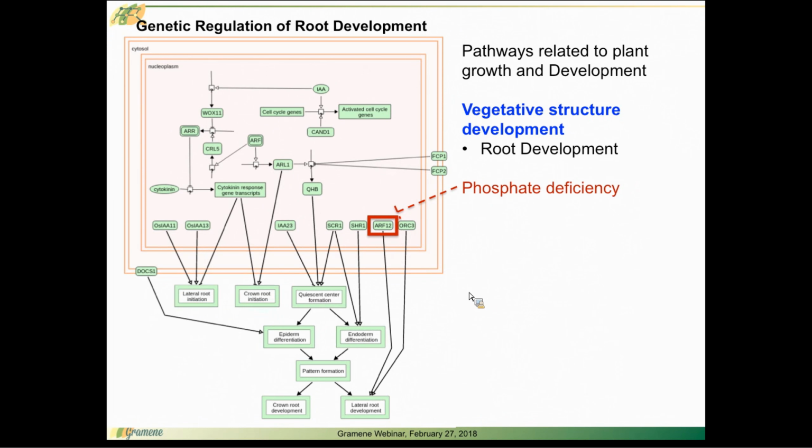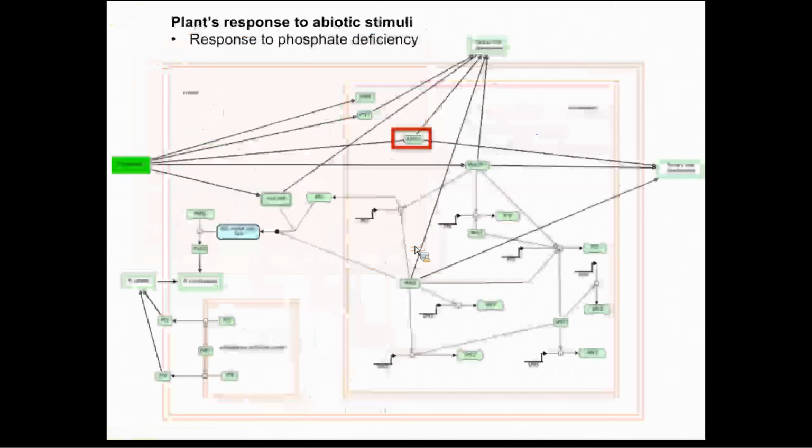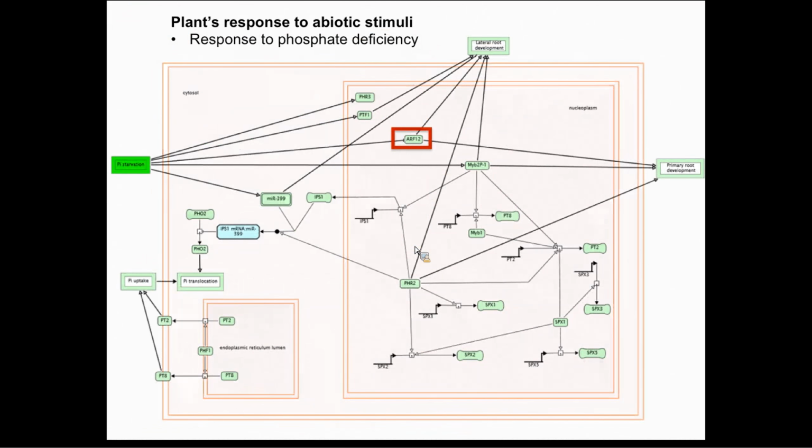Plants don't develop in a vacuum, as we all know. These pathways highlight the environmental interactions that impact the development of the plant. So to that point, here's another pathway where we focus in on the actual response to phosphate deficiency, and you will see the presence of that same transcription factor, ARF12, in a different pathway, connecting to lateral root development, primary root development, and the other activities of the phosphate deficiency pathway itself.